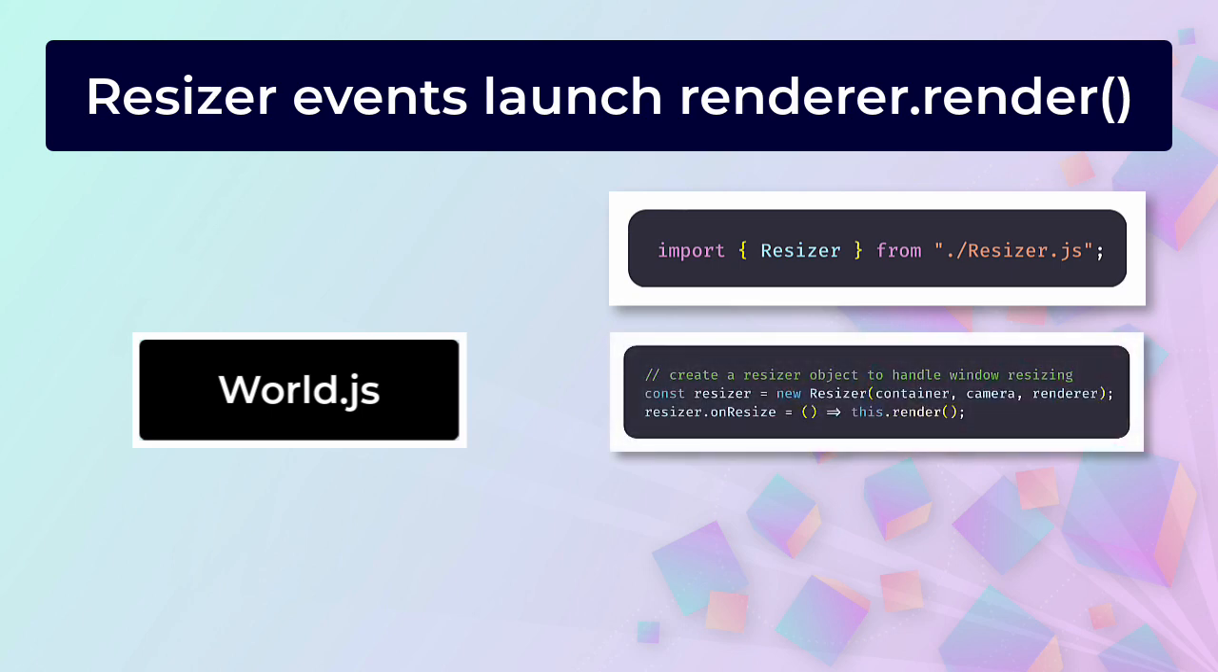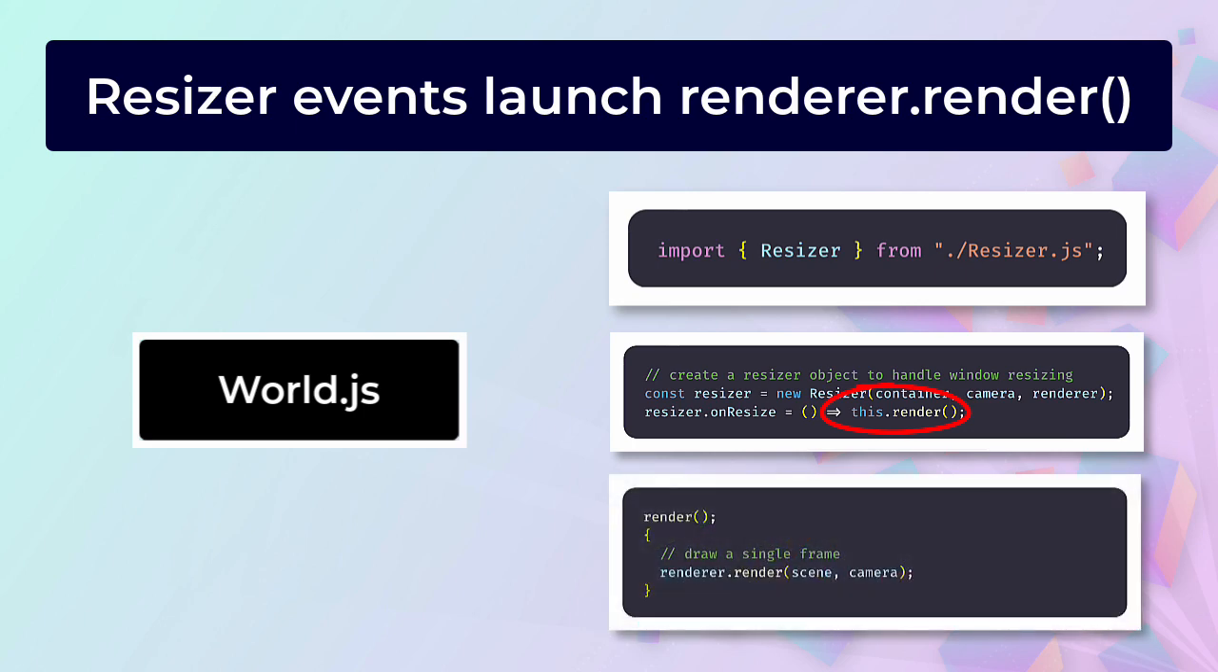Next, we specify what to do when a resize event is received, namely, we run this.render. Here the word this refers to the world we've just created, and render refers to the main render function. If you scroll to the bottom of world.js, you can see that it looks like this. And no surprise, that render function does nothing more than fire off the renderer.render method we have been using all along to create a single new frame.